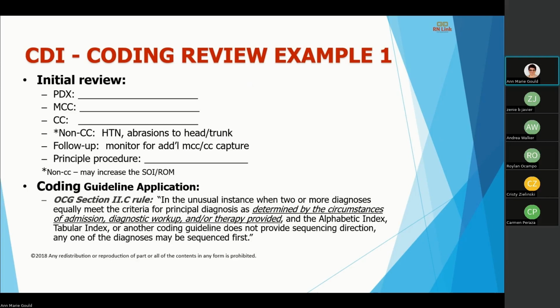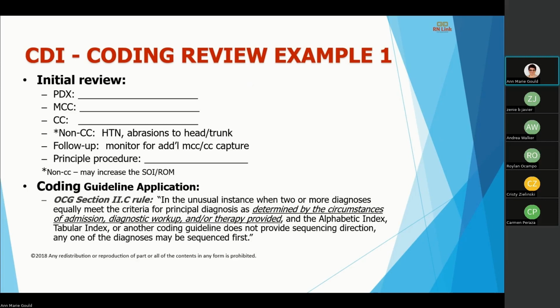Okay. When it comes to your non-CCs, like your hypertension or even hyperlipidemia, all your chronic conditions, they may not increase your SOI or ROM, but they're still getting treatment for it, right? They're not going to stop the blood pressure medication while the patient's in the hospital for another acute illness. They're going to still give him his or her blood pressure medications. So you still want to capture those because what? Treatment is being utilized.